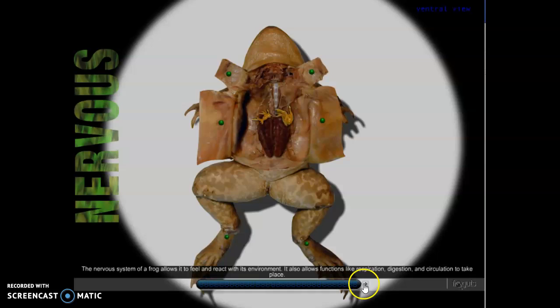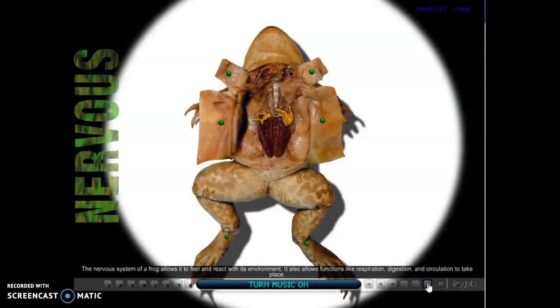The nervous system of a frog allows it to feel and react with its environment. It also allows functions like respiration, digestion, and circulation to take place. Find and press on the spine, within the back wall of the abdominal cavity. The spine has a spinal cord of bundled nerves running through its bony vertebrae. This cord is the main highway that transfers electrical signals between most parts of the body and the brain.